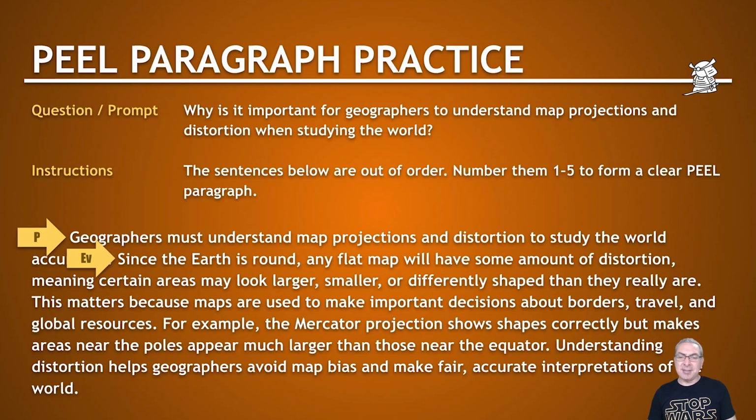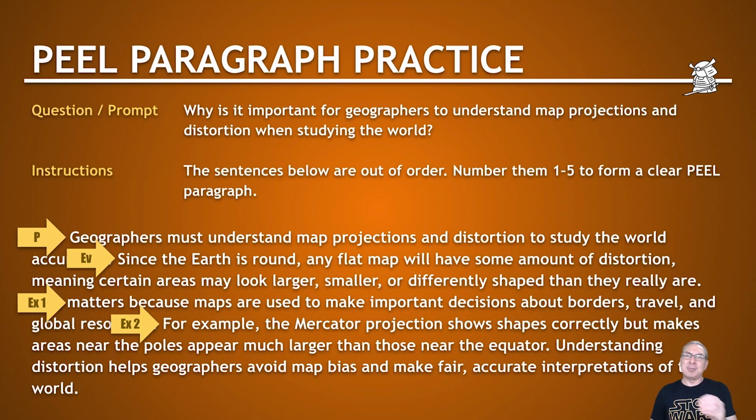And so I have a couple of things that I'm using, two explanations that support this. The first says, this matters because maps are used to make important decisions about borders, travel, and global resources. That is a good example that supports my evidence and my point. And now I've used the term for example. For example, the Mercator projection shows shapes correctly, but makes areas near the poles appear much larger than those near the equator. That's another example that serves my point and the evidence that supports my point.